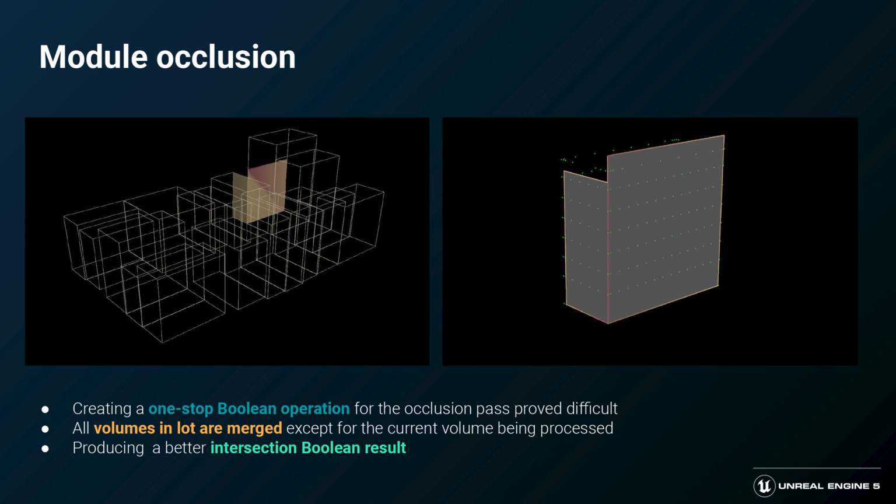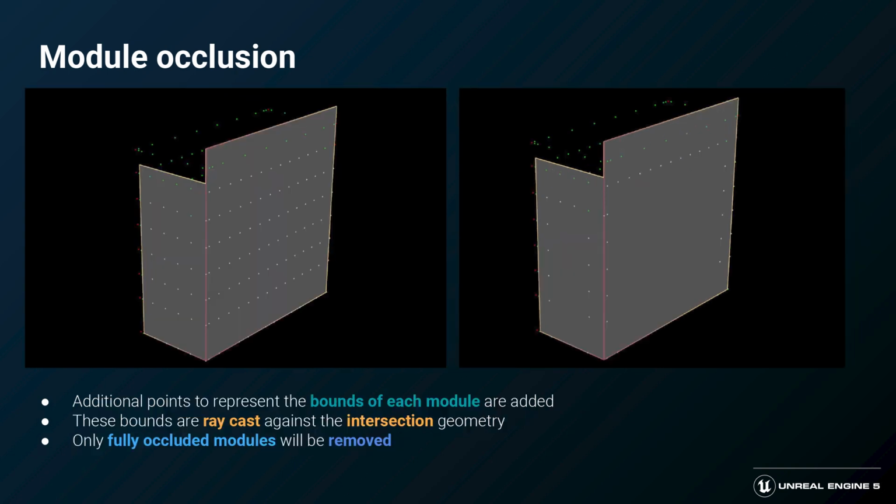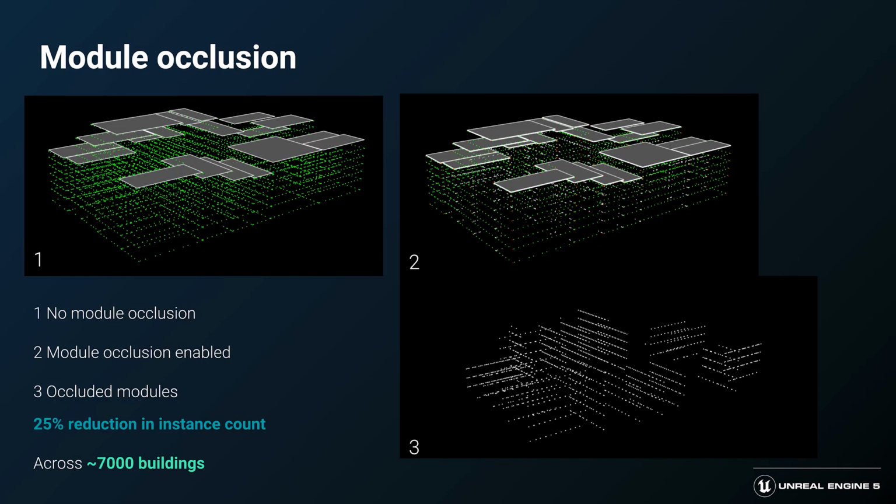The building being occluded is booleaned against the rest of the lot, creating a Boolean shell that represents touching wall heights. Additional sample points for each module derived from the module bounds are added for performing intersection testing. These sample points and the module pivot point are raycast against the intersection shell. Only modules where all sample points are deemed to be touching the intersection shell are flagged for removal. As corners wrap around facades, extra sample points are added for corners.